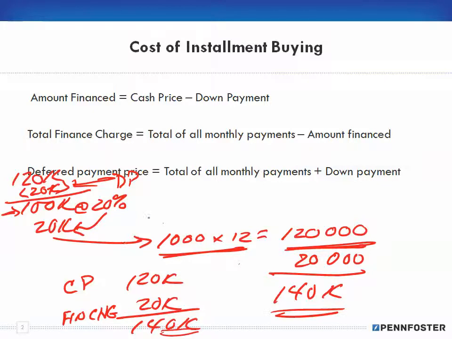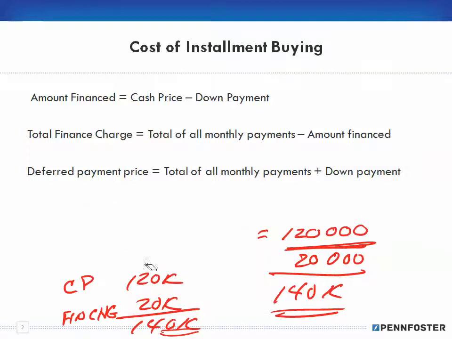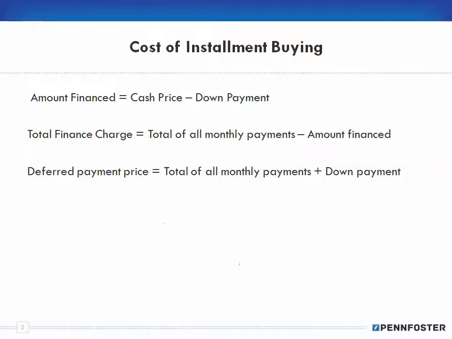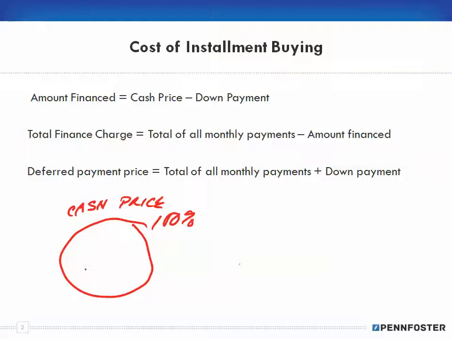So the deferred payment price can be calculated in a couple of different ways. Just be aware of that. But the basic idea, let me go back to my little picture here. I have this, and this is my cash price, and remember, that was 100%. Here I had my down payment, which means this amount is the amount that's financed.